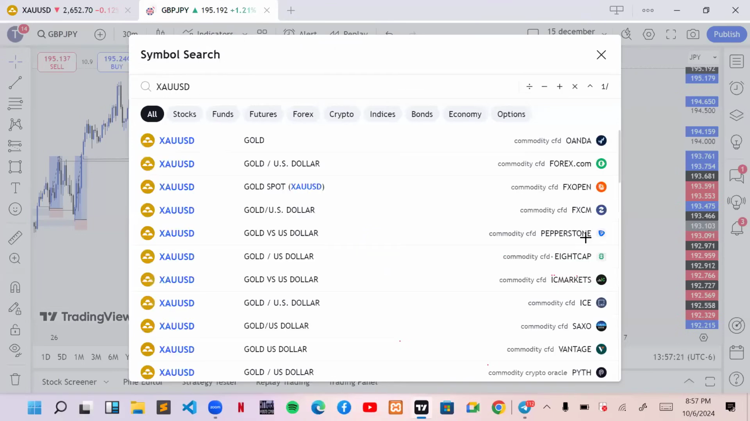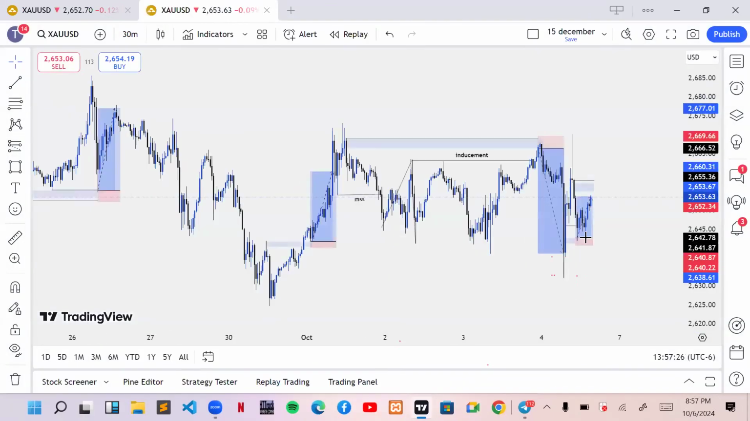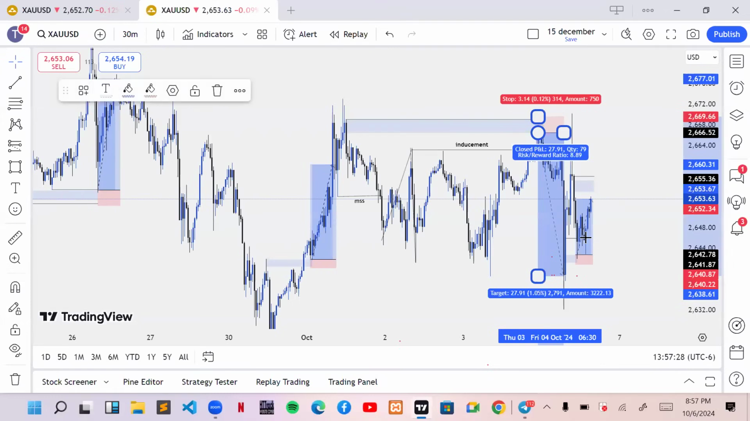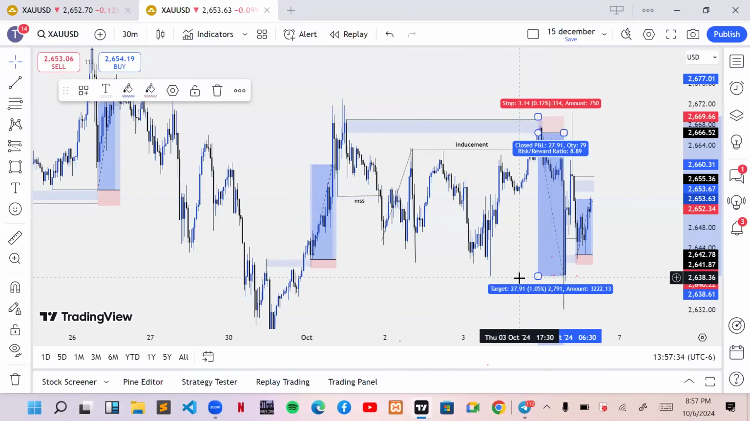Gold part of this gold trade, in this gold trade, for example, if you're risking $100, you would have made around $2,700. No, sorry, mistake. If you're risking $100, you would have made around $800. If you're risking $200, you would have made around $1,600. High risk reward ratio, precise entries. That is the beautiful thing about this particular strategy.